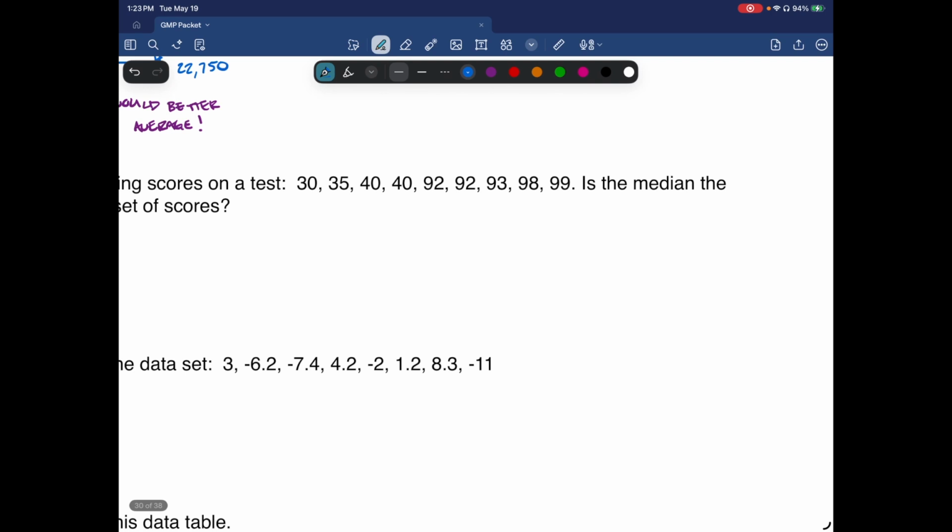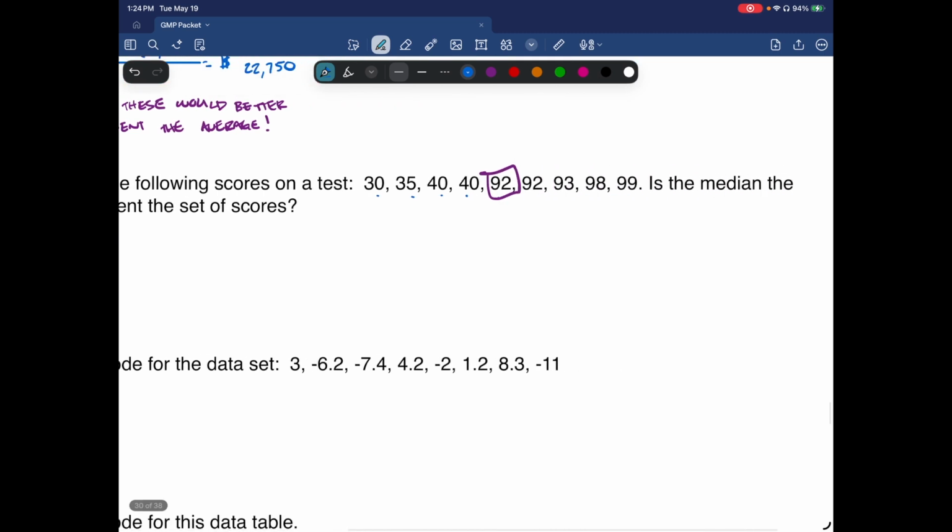So let's see, 1, 2, 3, 1, 2, 3, 4, 5. My median is going to be right there. 1, 2, 3, 4. I have 9 terms, so this is my median. So my median is 92.